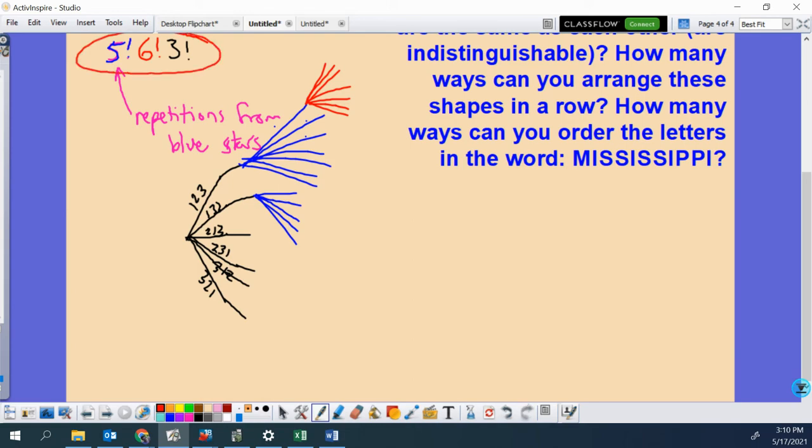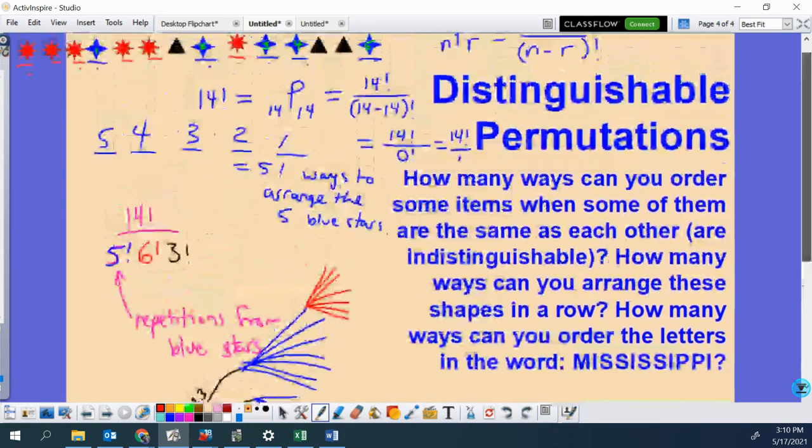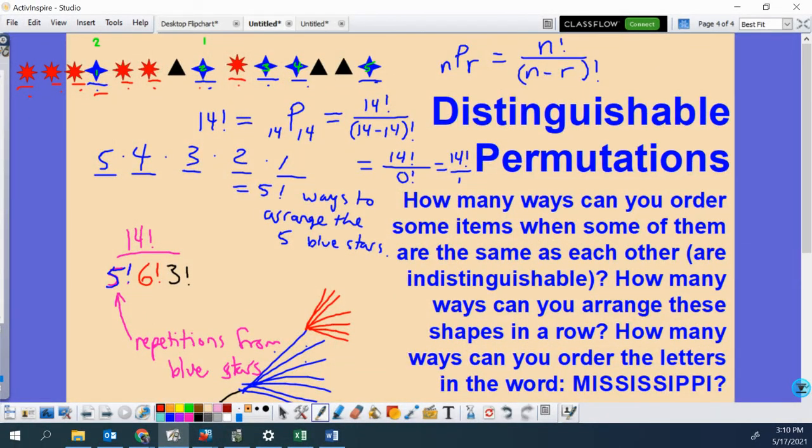And those are all of the repetitions, because for every ordering you can do of the blue stars, you can also combine that with any one of the orderings for the red stars and any one of the orderings of the black triangles. And so those multiplied together are really the total number of repetitions of distinguishable permutations, right? The number of times we repeat each distinguishable permutation if we just do 14 factorial. So that's really the formula.